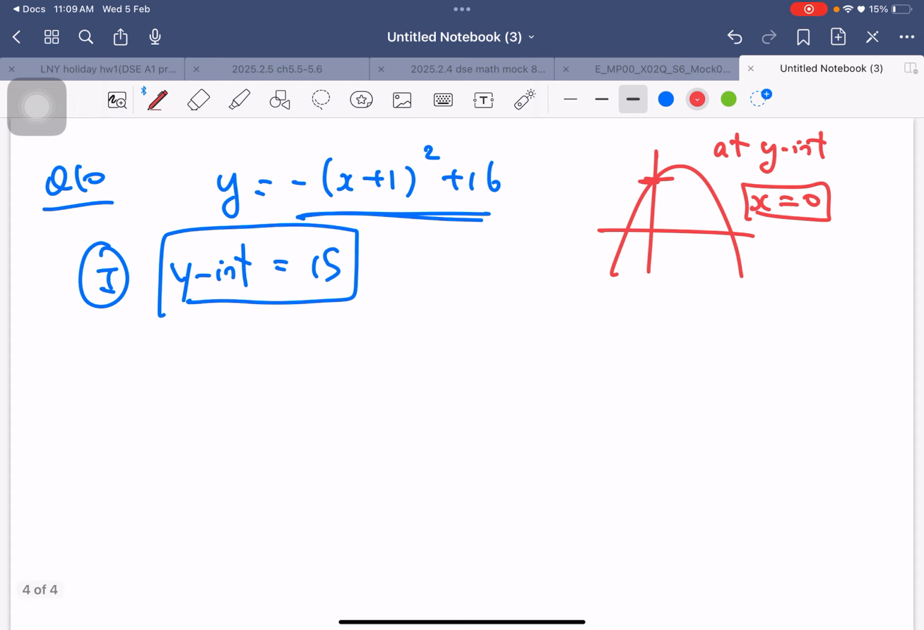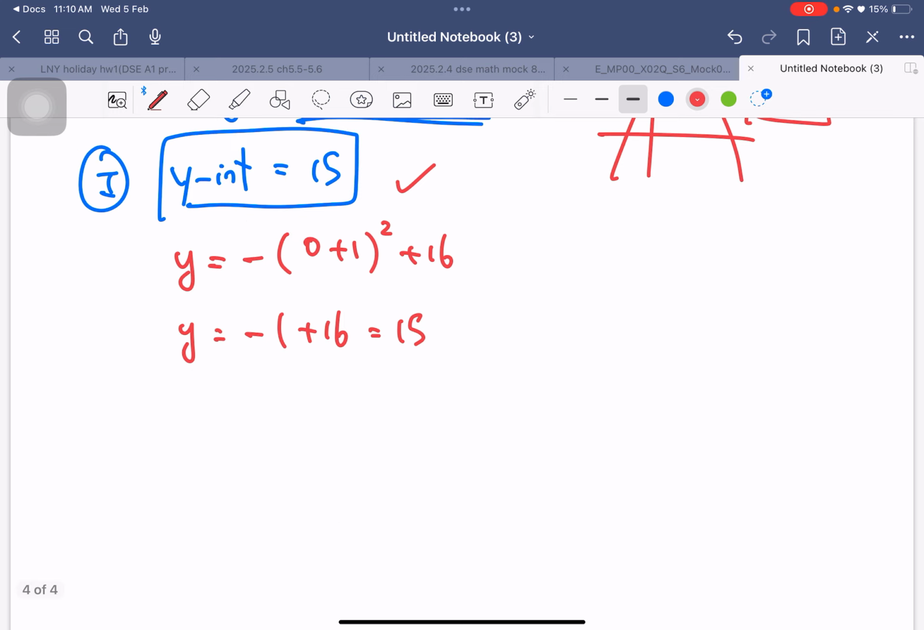Alright, so we need to substitute x is equal to 0. So I have y is equal to negative (0 plus 1) squared plus 16. Okay, so y is equal to negative 1 plus 16, giving you 15. So is the y-intercept 15? Is this correct? So that's correct. Gabby, Ria, just watch it first.